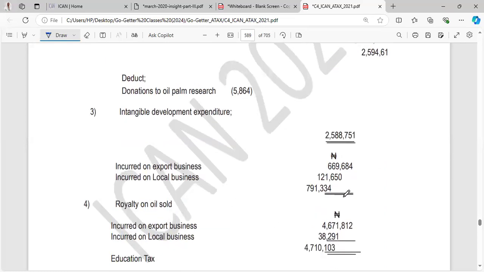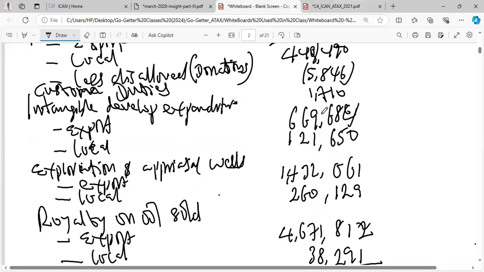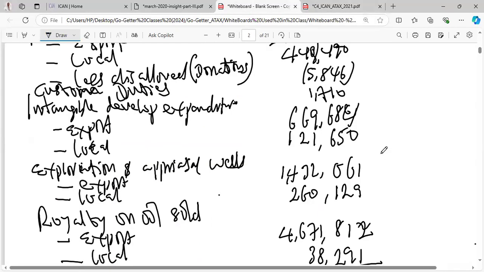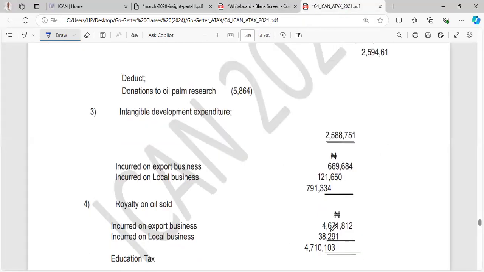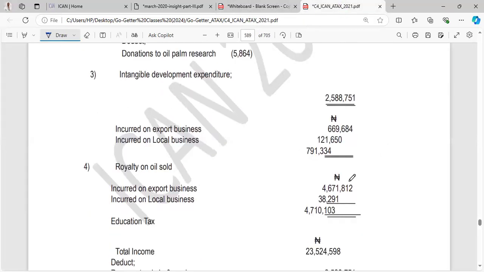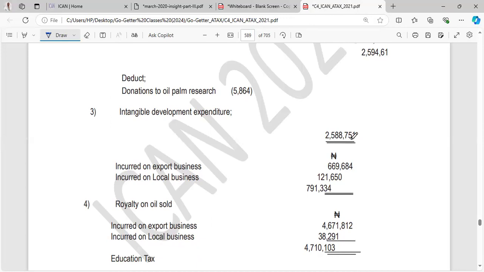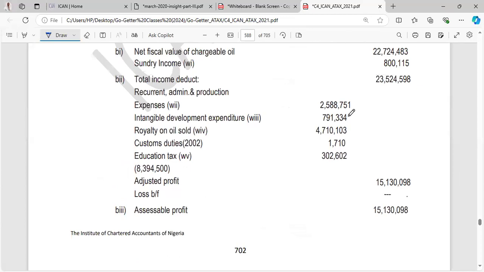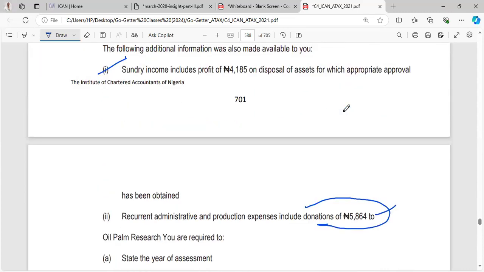Exports, let's see, exports 699,586,684. Then the other one here is 121,650. Of course, it's the same thing here. So royalty on oil sold, I still don't understand where they got this 2557. That's something I can't fathom from this question.